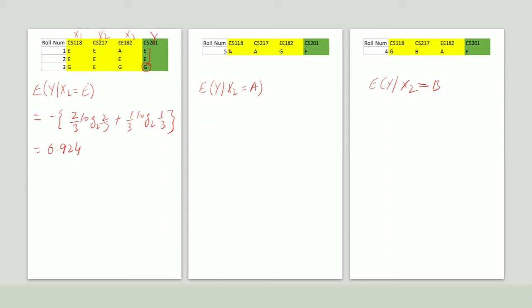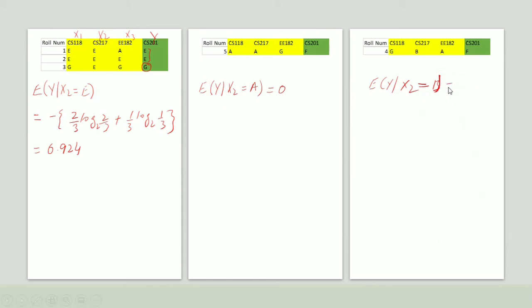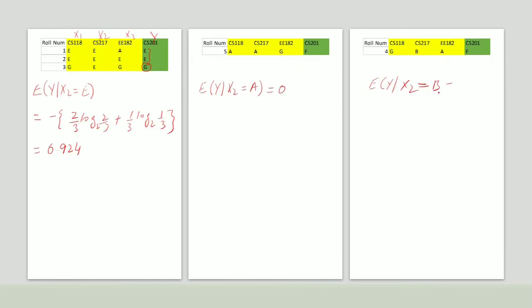For the second, we see that there is only one record in the partition, and that record of course has only one value. So this is a pure data set, and the entropy would be 0. And same for the third partition, the entropy would be again 0.